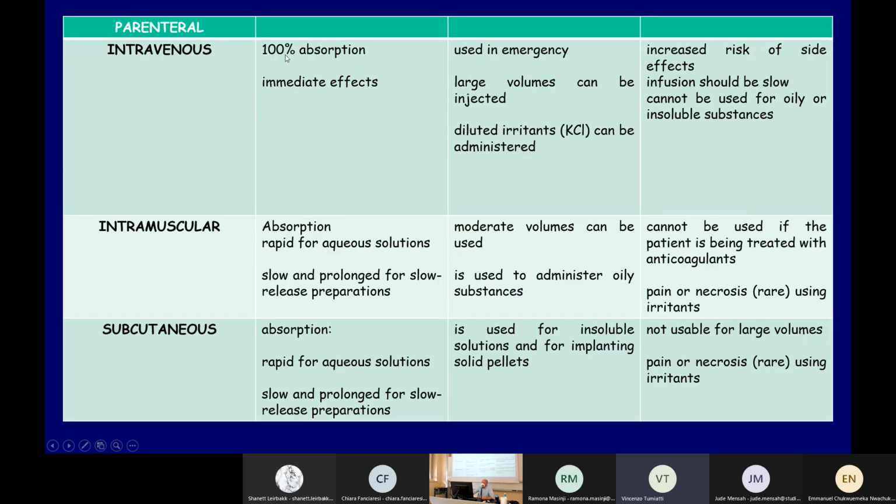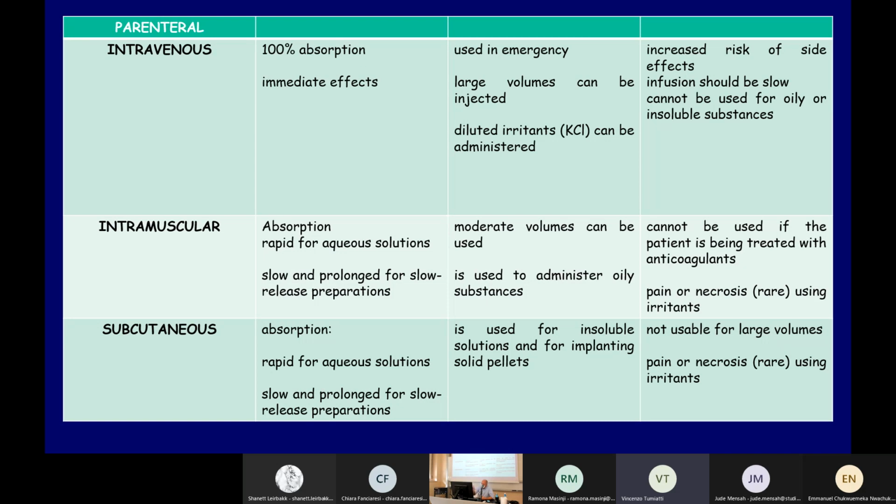Intravenous: 100% of absorption, 100% of bioavailability, immediate effects, use it in emergency, okay. Large volumes can be injected. Diluted irritants can be administered, okay. Increase the risk of side effects. Infusion should be slow.